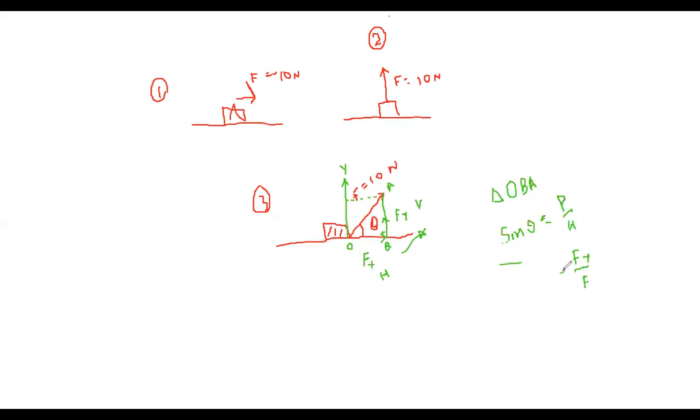By cross multiplication, if you want to find the value of say Fy, so this value of Fy will be F sine theta. You can do the cross multiplication. Look at here, F sine theta. So your Fy will be equal to F sine theta.